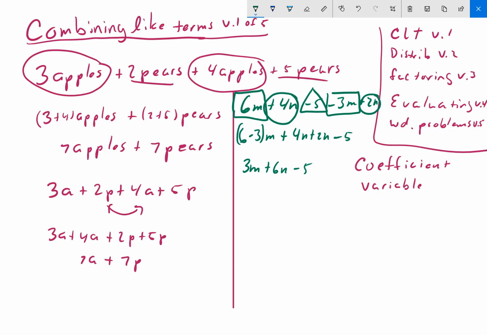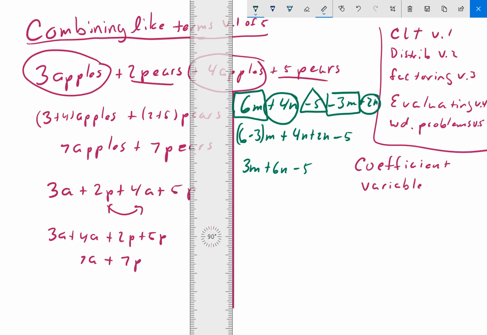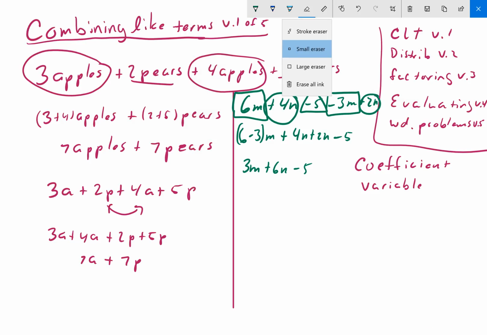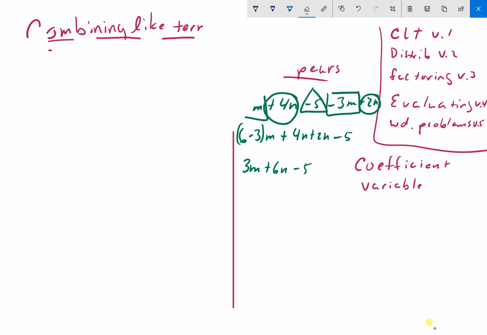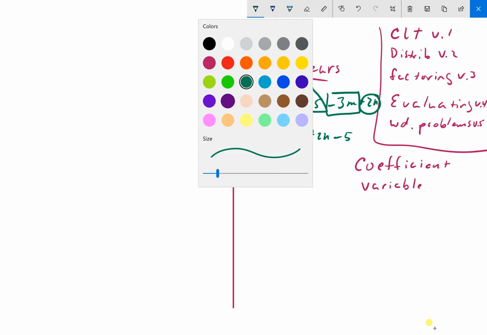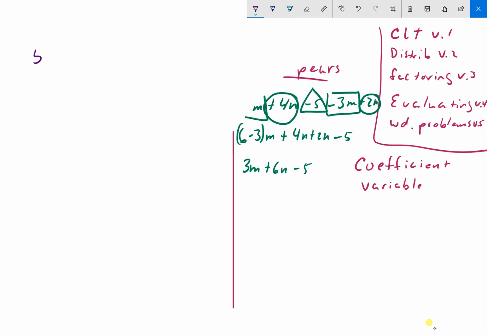Alright? Now I'm going to do one last one. I'm going to give you some time to try it on your own and see what you get. And like I said, please be mindful of the signs. So if I said negative 5m plus 2n minus 3n plus m minus 4 plus 6.